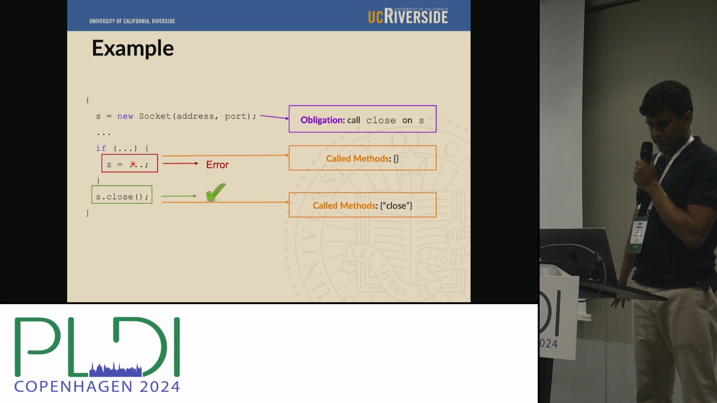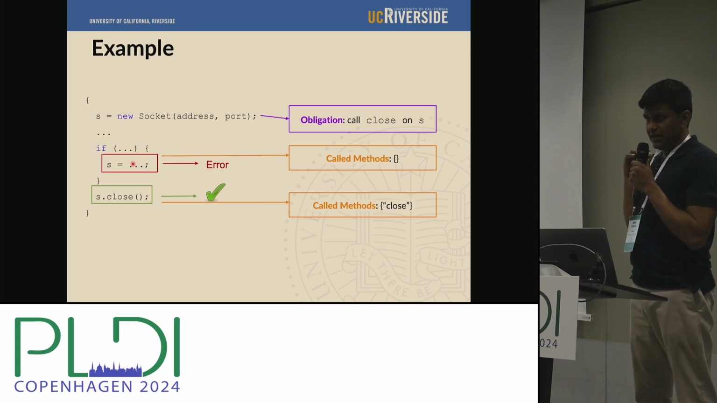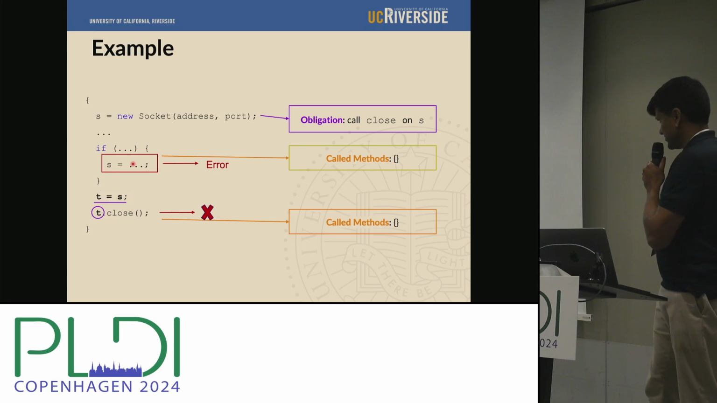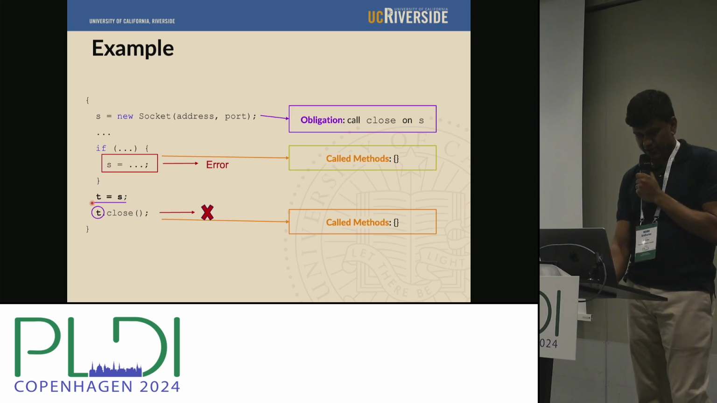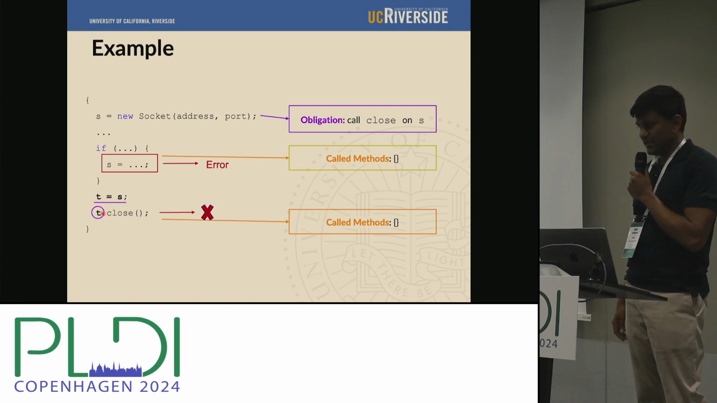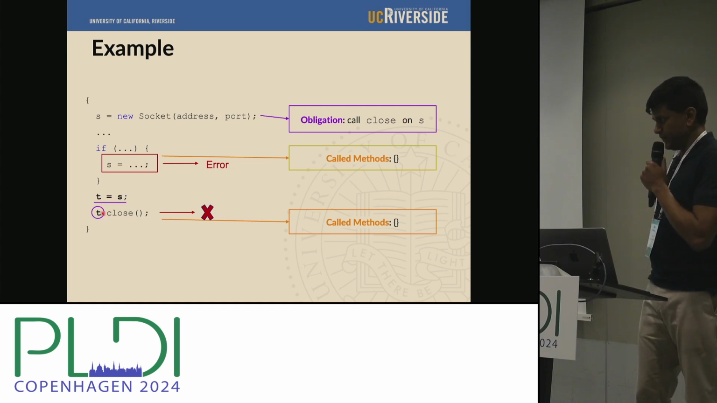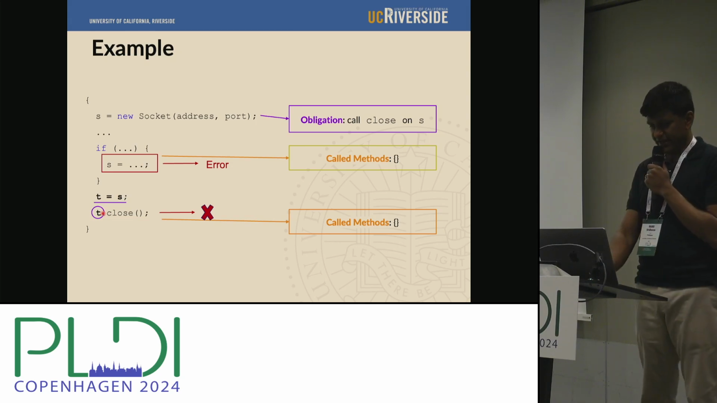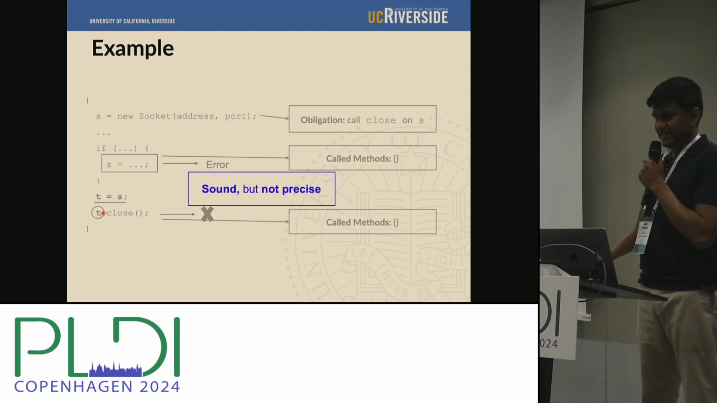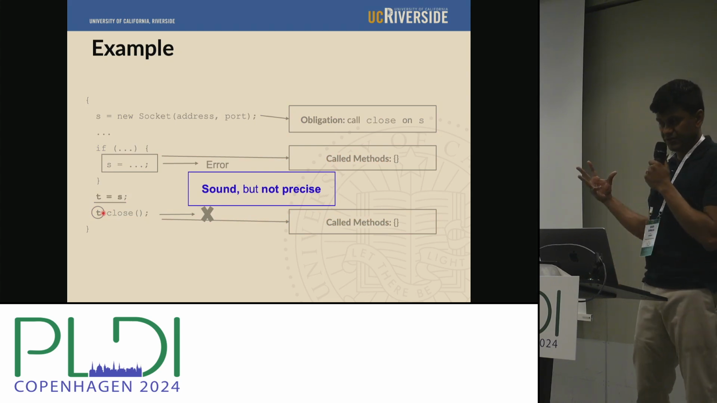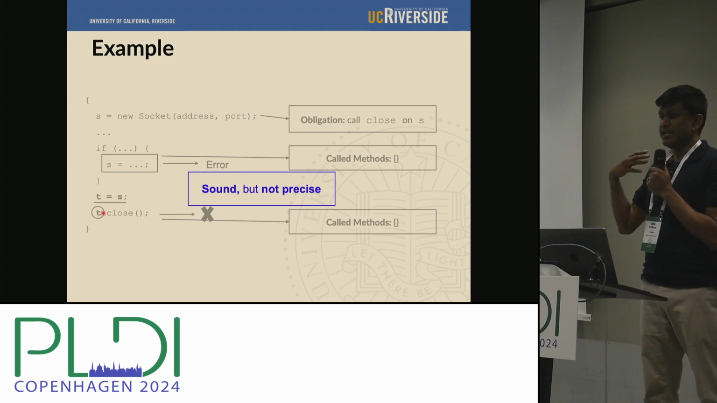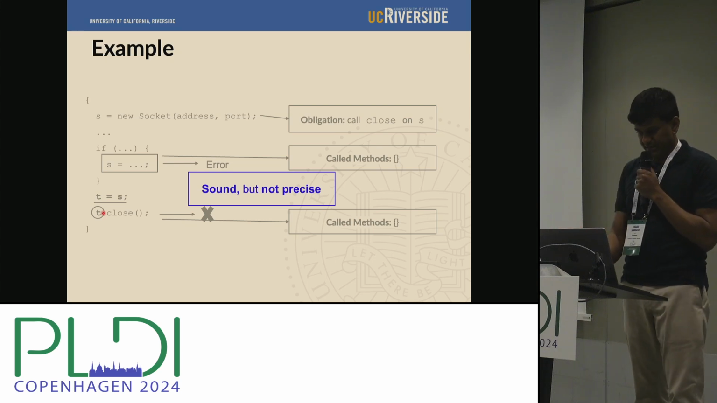Okay? So this is very simple. It's actually sound, but you'll see that it's way too simple, right? So if I change the code like this and close s via this variable t, the simple technique that I just defined to you will now report an error, even though this code is kind of obviously fine. So it's not precise. So this is where we need to do our targeted reasoning about aliasing to regain enough precision to make this useful.